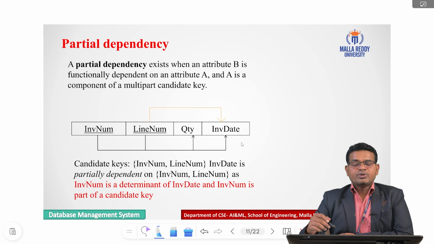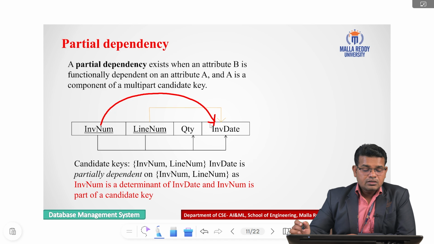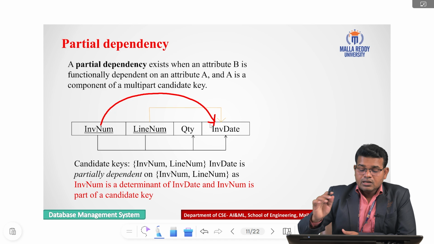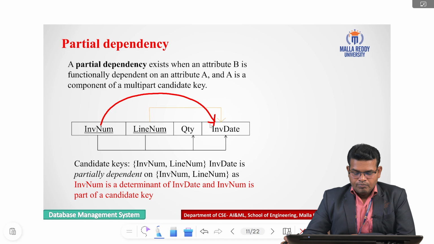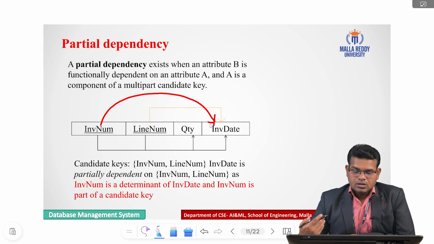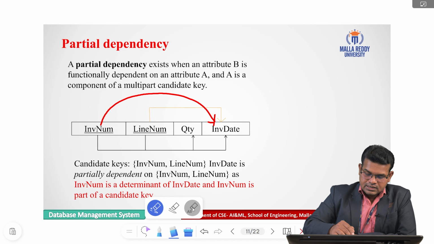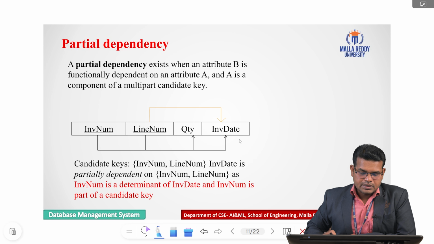I hope it is clear. Such dependency, that is inventory number determining inventory date or line number determining inventory date, needs to be removed from this table. If we remove it, then the table will be promoted to the next normal form. We'll get to know what transformation the table is going to undergo.